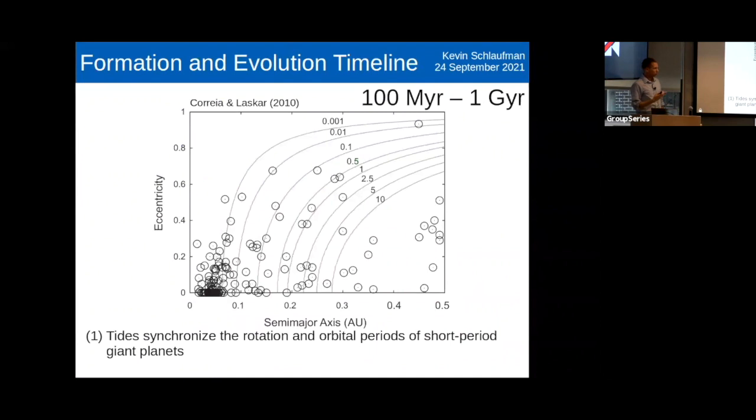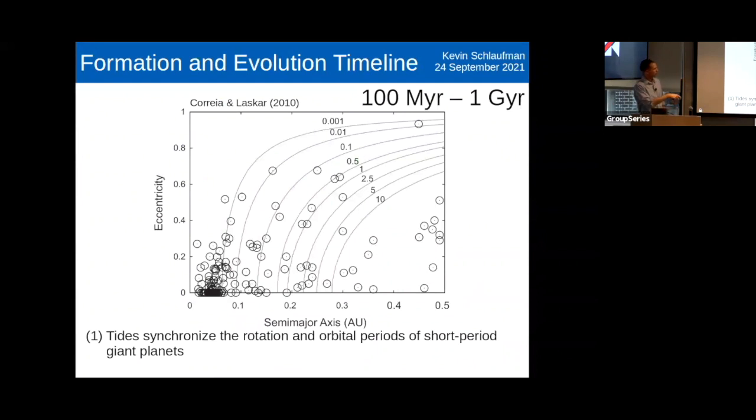Tidal evolution, which will be a recurring theme throughout this talk, is also something that can happen on a 100 million year to 1 gigayear timescale. So now there are three things that tides can do typically. The first, illustrated here, is that tides can synchronize the rotation of a planet with its orbital period. And this is the thing that happens first.